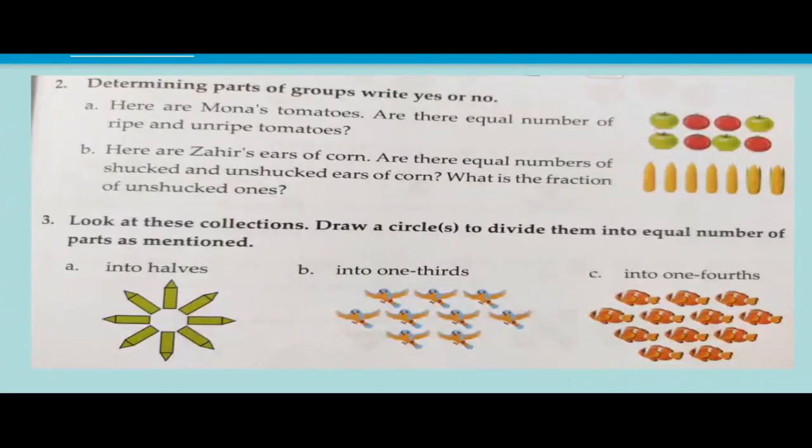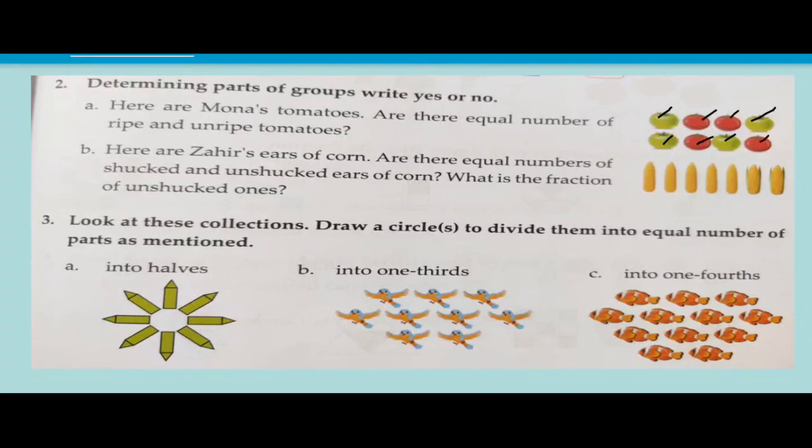Now, determining parts of groups: write yes or no. There are questions where, determining from the picture, you have to write yes or no. Here are Mona's tomatoes. Are the ripe and unripe tomatoes equal? They have asked whether ripe tomatoes are equal to unripe. Let us count the unripe tomatoes first: 1, 2, 3 and 4 unripe, and 1, 2, 3, 4.